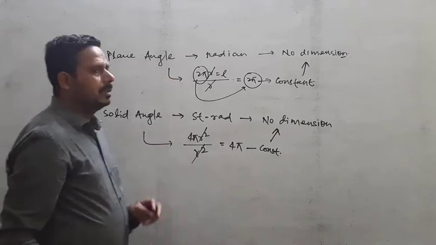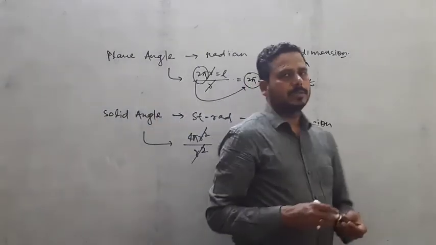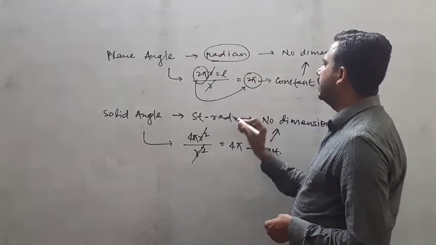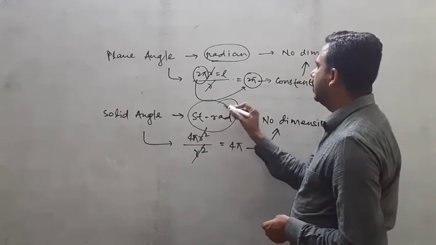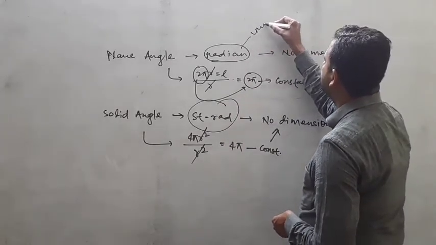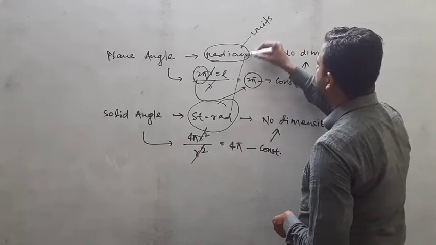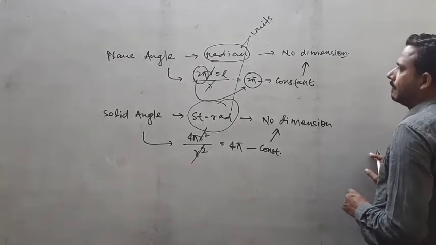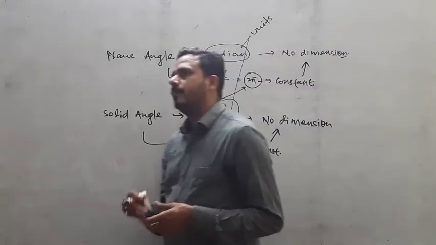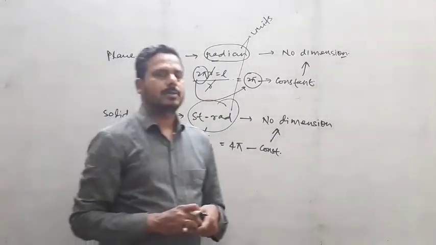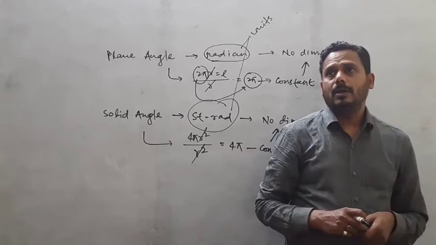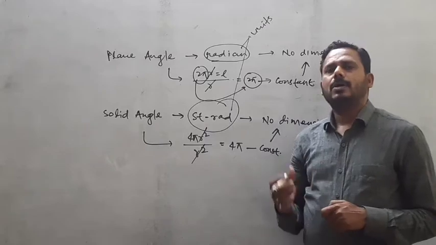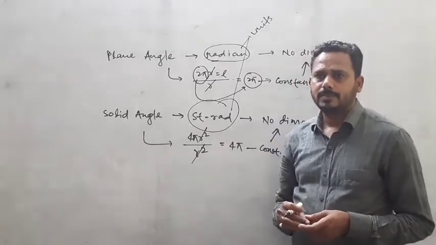So these are two examples which reflect units only, the radian and the steradian, but they have no dimension. Now I want to take some examples of quantities having no units and no dimensions, like the refractive index.